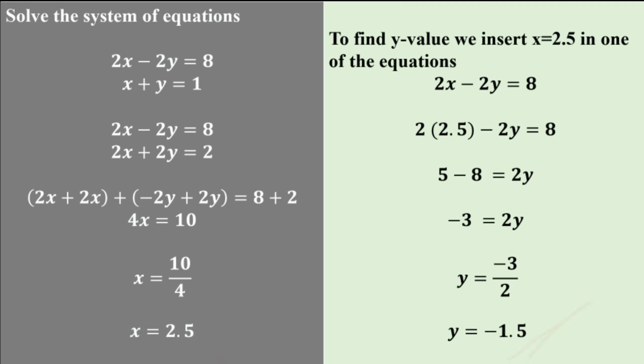Thus, we obtained the value of x as 2.5 and the value of y as minus 1.5. This is the procedure for finding the values of x and y in a system of linear equations with two variables or two unknowns. This is the elimination method.